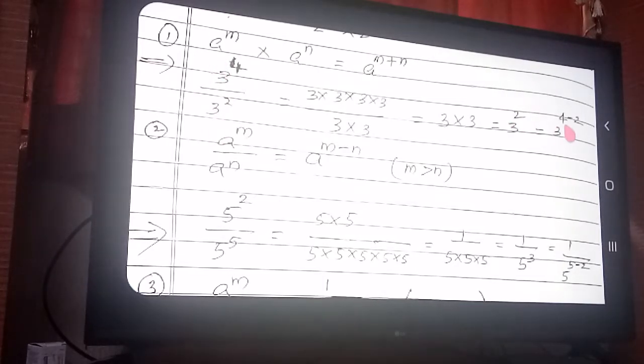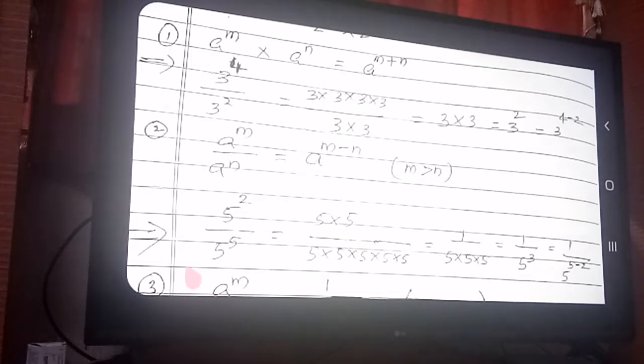See here. Okay. So the second formula: a raised to m divided by a raised to n is equal to a raised to m minus n. Here the index of the numerator is greater than the index of the denominator. So that is why a raised to m minus n came.